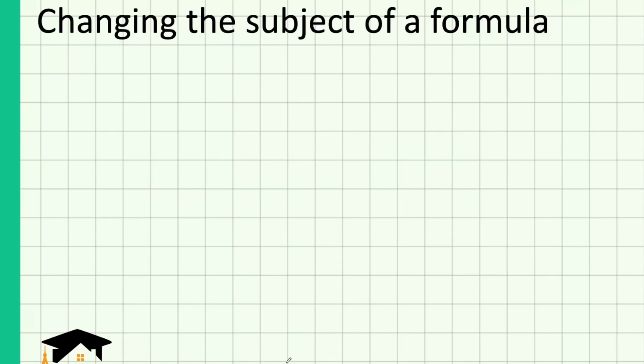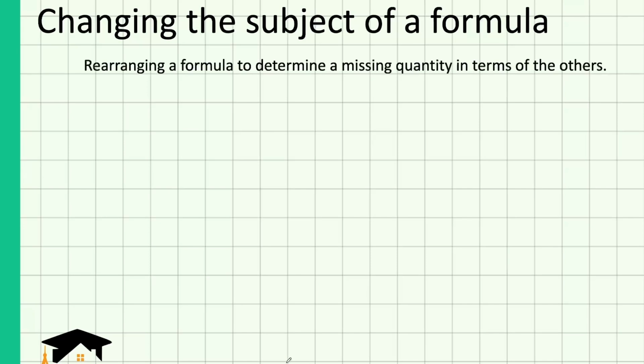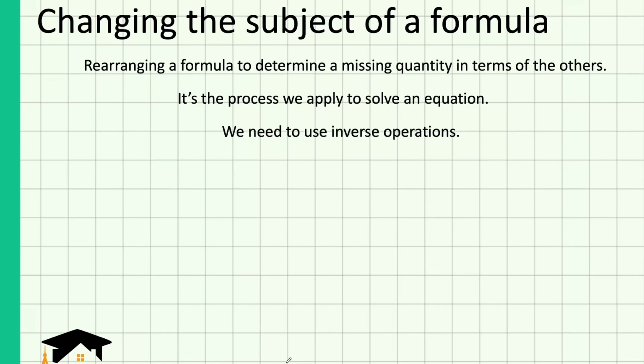Now let's see how we can change the subject of a formula. This is how to rearrange a formula to determine a missing quantity in terms of the others. It is the process that we apply every time we solve equations. And for this, we need to use inverse operations.